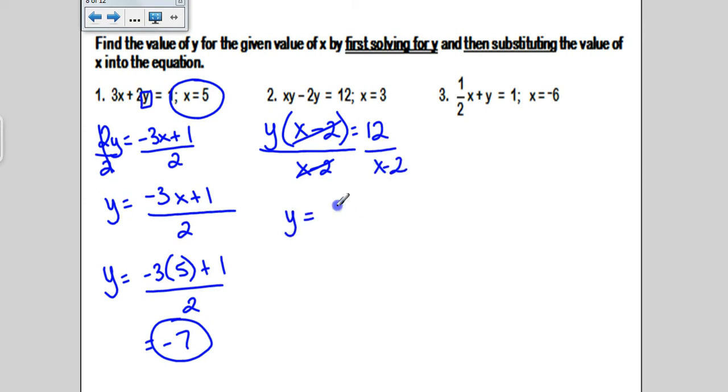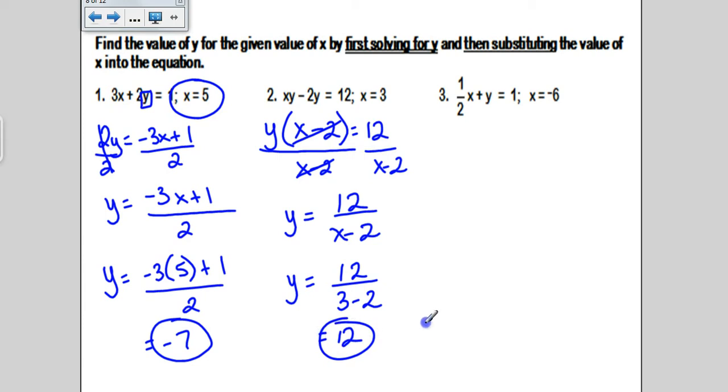So we have y equals 12 over x minus 2. And take it one step further, they told you they want you to substitute in x equals 3. So 12 divided by 3 minus 2, which gives us a 12. No, it doesn't. Oh yeah, it does. We're good. All right, moving along.